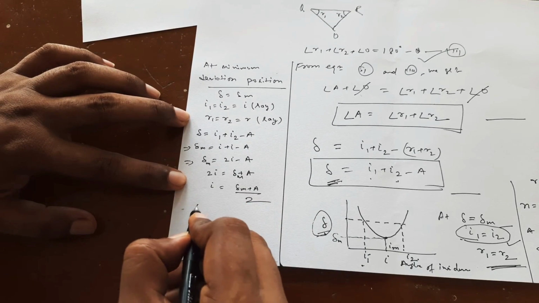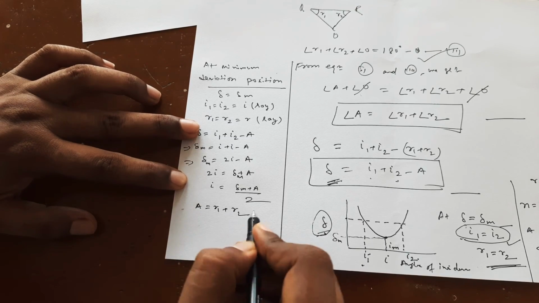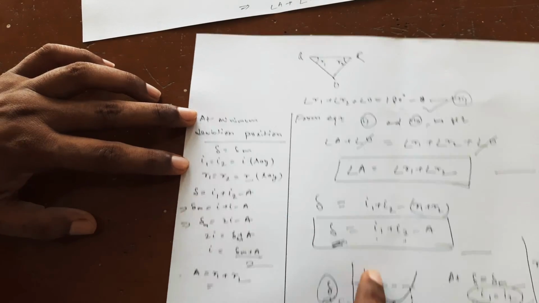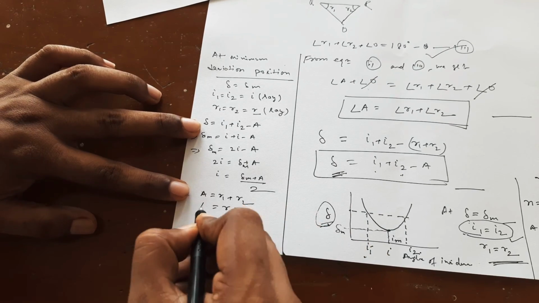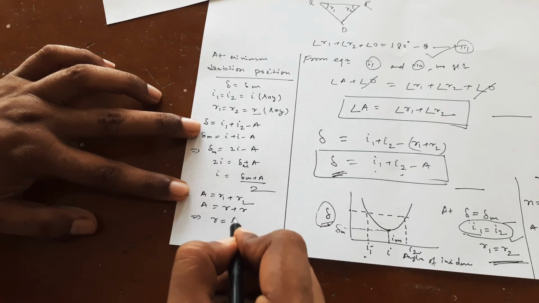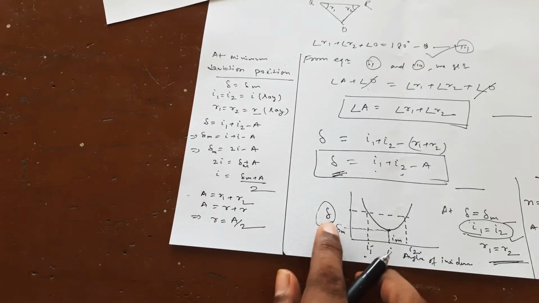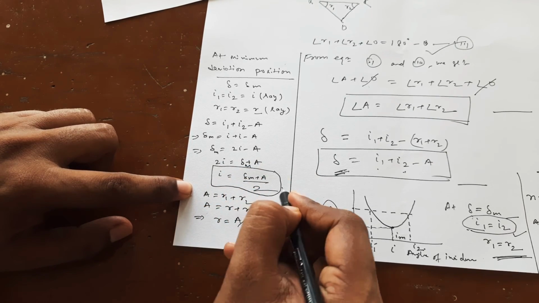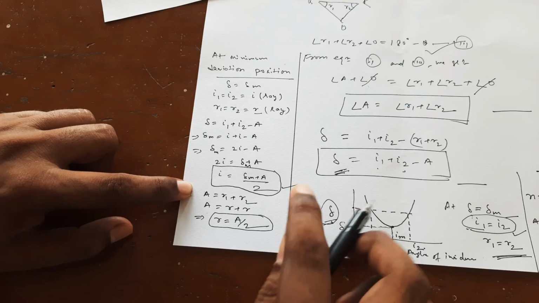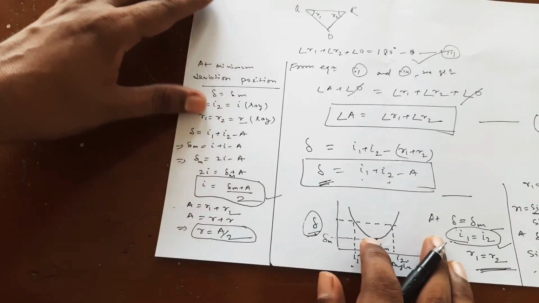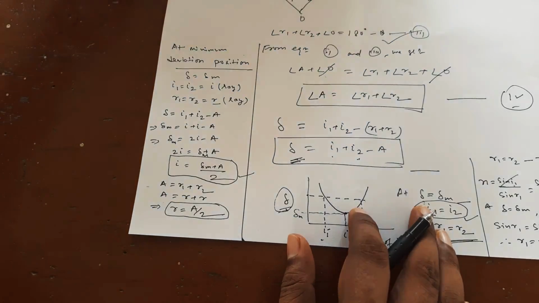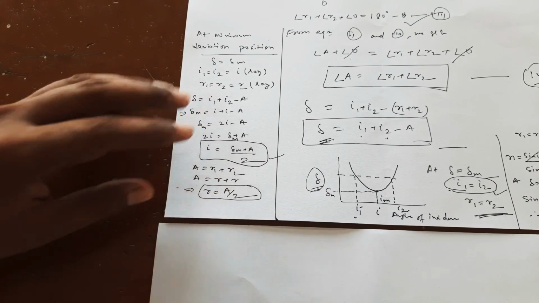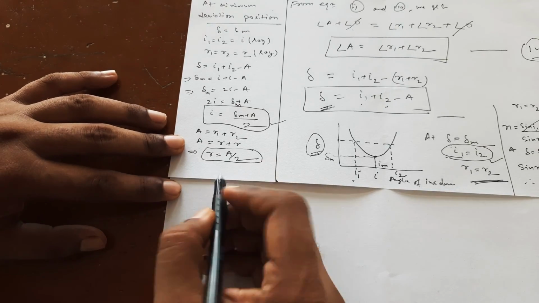Similarly, we know that A is equal to R1 plus R2, but R1 is here R and R2 is also R. So just putting this value, we are getting r is equal to A by 2. So see here, we are getting I is equal to this one and r is equal to this one.